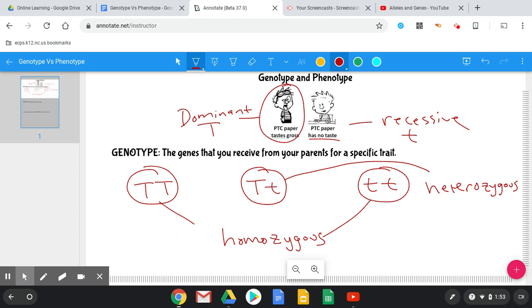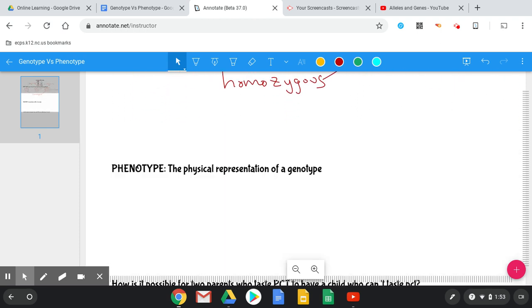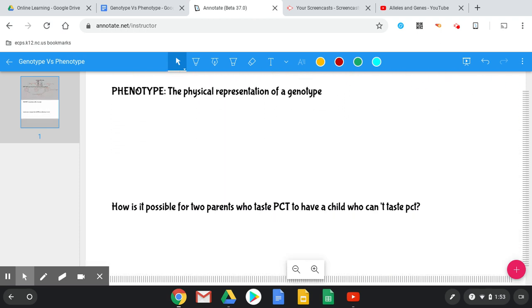Now, each one of these genotypes is going to result in a physical appearance. So now we bring in phenotype. So phenotype is a physical representation of the genotype. So remember, we have three possible genotypes. We have this homozygous dominant genotype, heterozygous genotype, and homozygous recessive genotype. Each one of these is going to result in a phenotype, a physical characteristic.